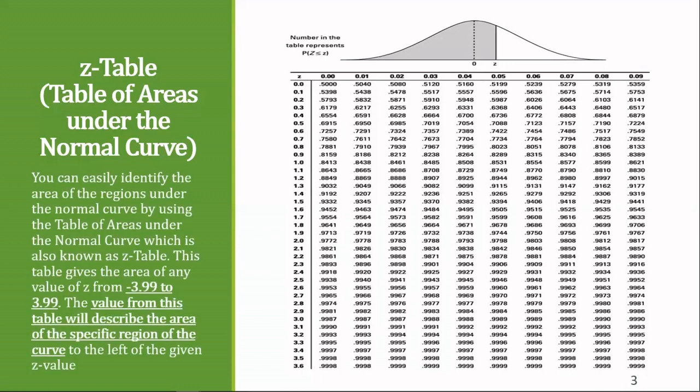The definition of the z-table is that it is a tool wherein you can easily identify the area of the regions under the normal curve. That's what our lesson is all about for today. Just like what I've said, the table of areas under the normal curve is also known as the z-table. This table gives the area of any value of z from negative 3.99 up to positive 3.99. The value from this table will describe the area of the specific region of the curve to the left of the given z value.